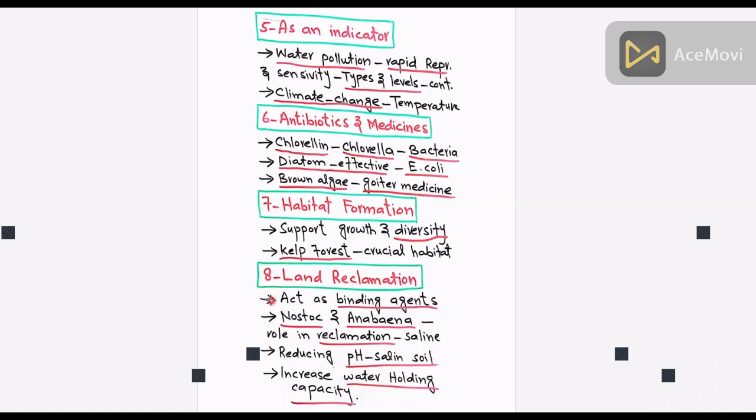Algae act as binding agents on disturbed or burnt soils. Nostoc and Anabaena grow as a thick substratum on the surface of saline soils and help in reclamation of these soils. These algae help in reducing the pH of alkaline soils and increasing the water holding capacity of these soils, making them useful once again.